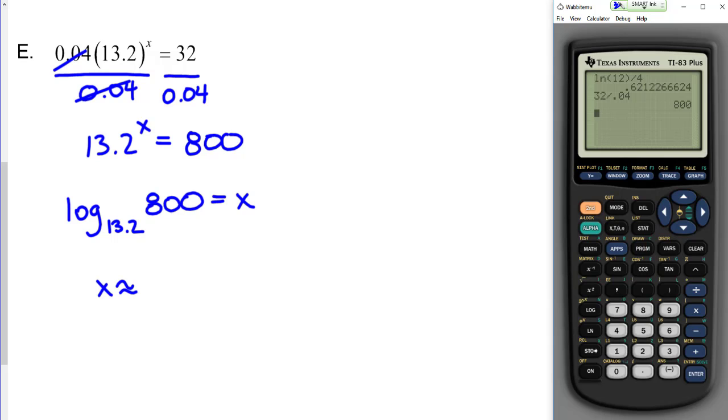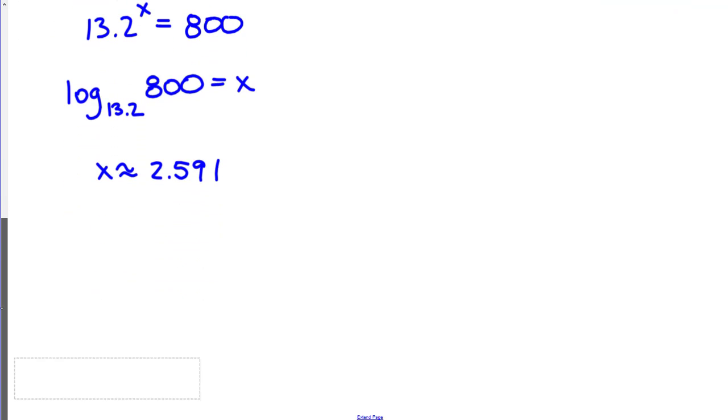And remember, you can do this as natural log of 800 divided by the natural log of 13.2 through the change of base theorem. So 2.591. And I have one last example for exponentials. Then we're going to move on to logarithmics.